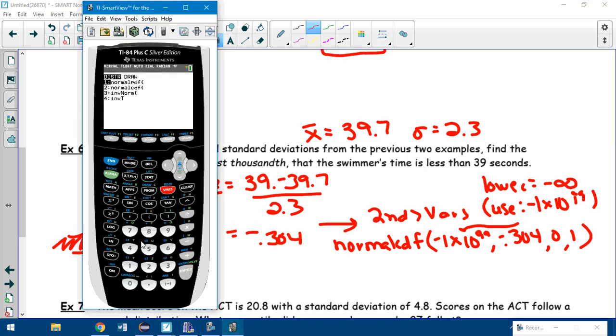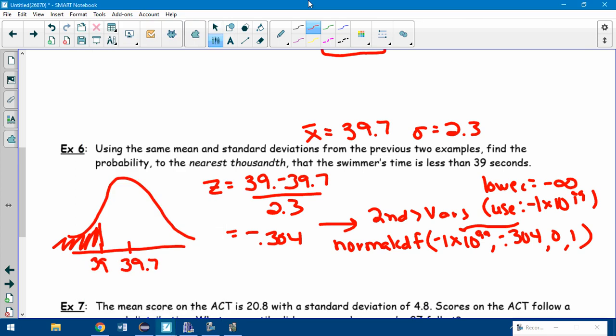So second distribution, normal CDF. My lower is -1 times 10 to the 99th. Going up to -0.304. Mean of 0, standard deviation of 1, as always, 0.381. So it's really not that close to 50%, 38.1%. I guess I'm further below the mean than I realized. Okay, any questions?